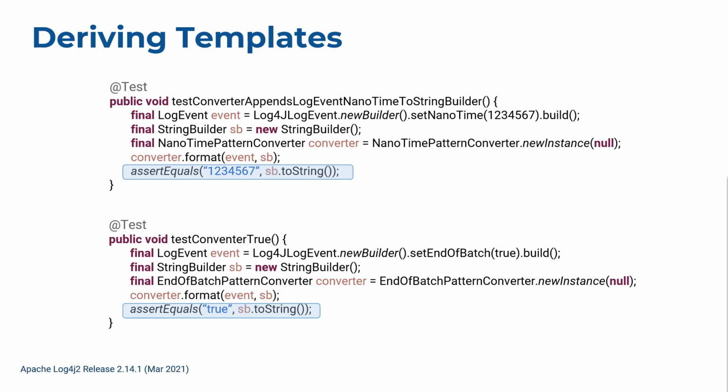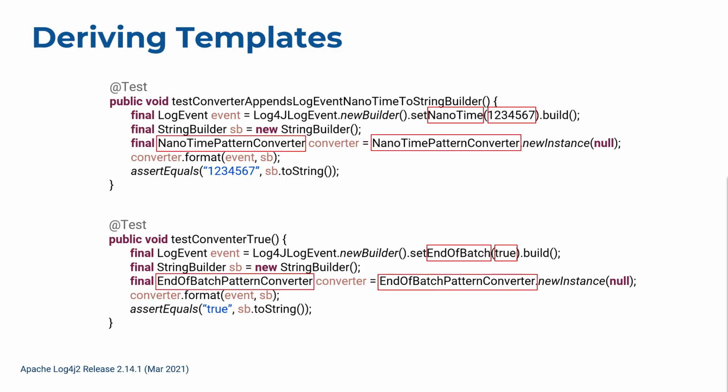Despite their similarities, the tests have various code elements that differ. For example, both tests set a different log event field. They also instantiate different concrete pattern converters. And of course, they have different expected values.